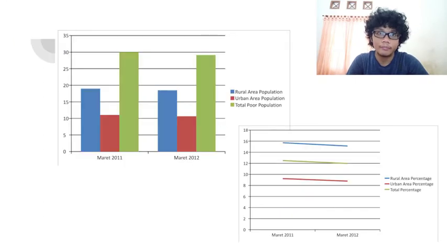And this is the graph that I've created from the data that I've been given. From March 2011 until March 2012, the rural area population is slightly decreasing to around 1 million people. The urban area population also slightly decreased, as you can see from the graphs.